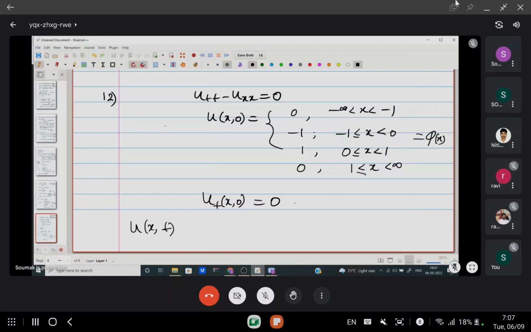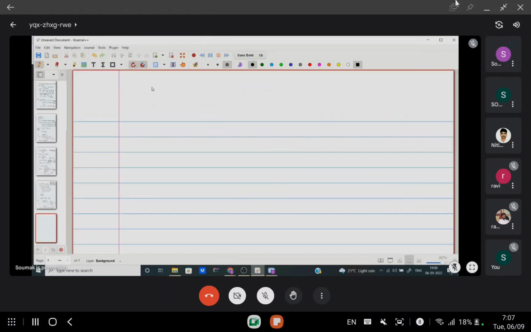D'Alembert's formula, here my c is 1: half of phi(x plus ct) plus phi(x minus ct), plus 1 by 2c integral x minus t to x plus t psi(s) ds, but my psi is 0, so it is 0. So the solution is u(x,t) equal to half of phi(x plus t) plus phi(x minus t). Okay, up to this. Now what is the question?